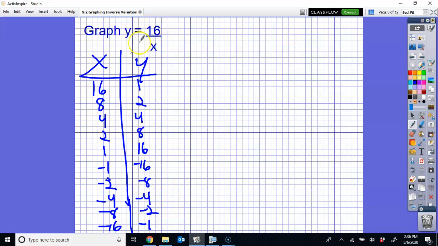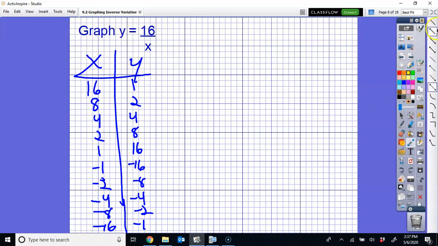If it's a perfect square on the top, you're always going to have that perfect square, 4 times 4, in the middle. Or -4 times -4 is 16. And then this graph would follow the same kind of pattern that the other one did.